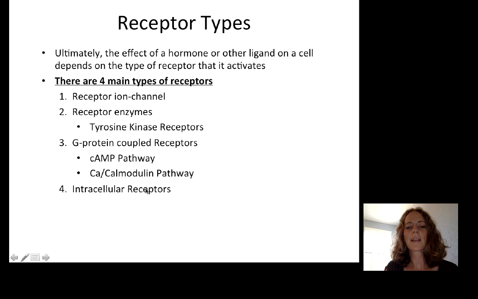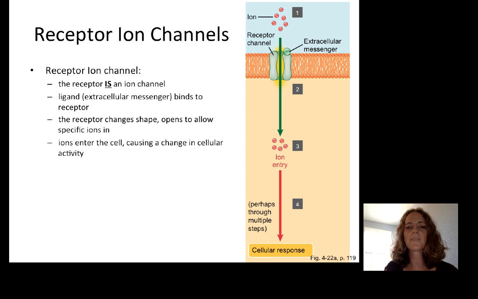Now, I keep saying we're going to get back to this, so here we are. Ultimately, the effect of a hormone or a ligand on a cell depends on the type of receptor that it activates. So here are some major types of receptors. Receptor ion channel is what I showed you already, where the receptor change opens an ion channel. We can also have receptor enzymes, G-protein-coupled receptors, and intracellular receptors. Let's look at those. Okay, we'll start with receptor ion channel.